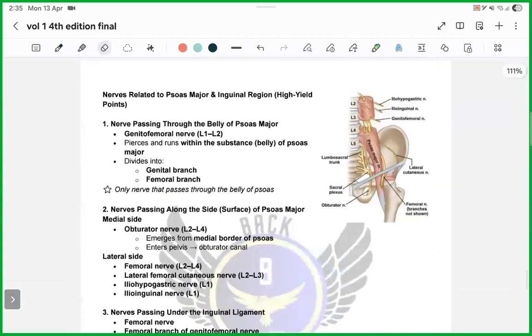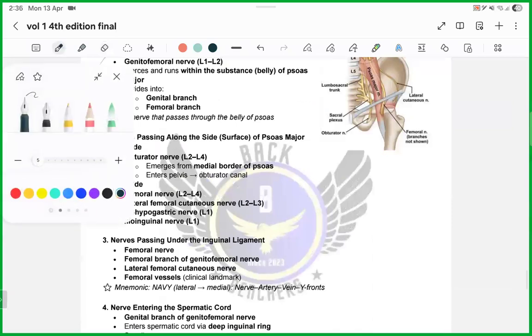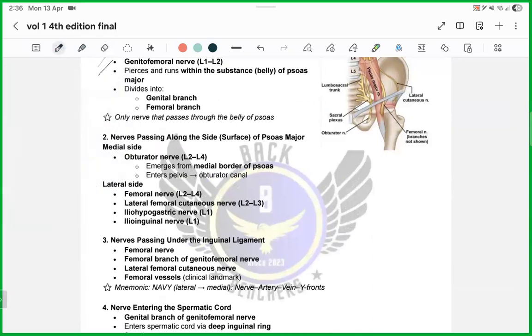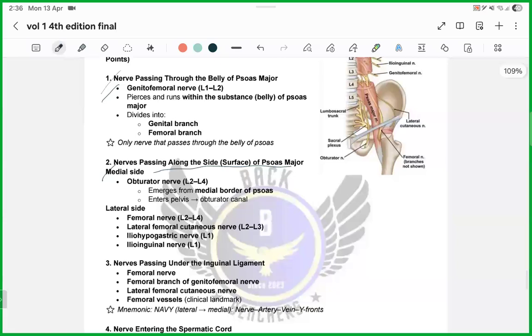Here are some points that you don't have anywhere. We are so specific about everything. These are the nerves they frequently ask about, and just the way they ask in the exam, we have aligned all these things using those words.